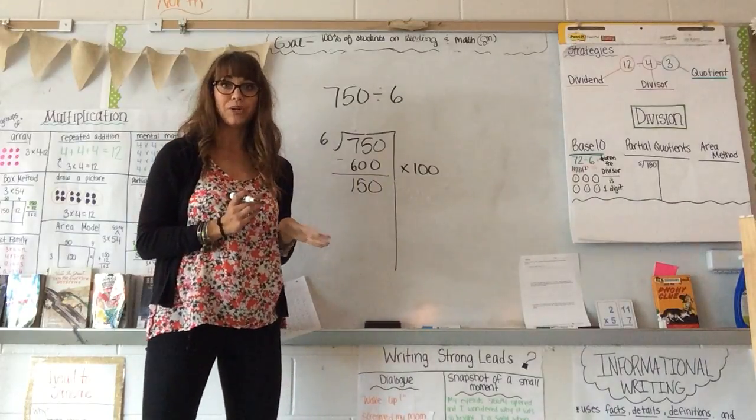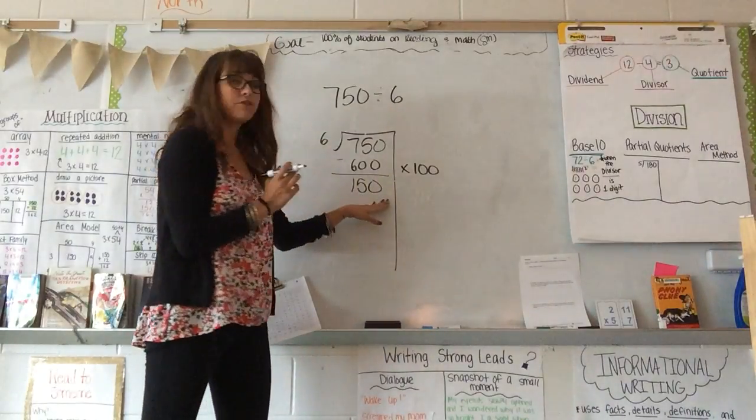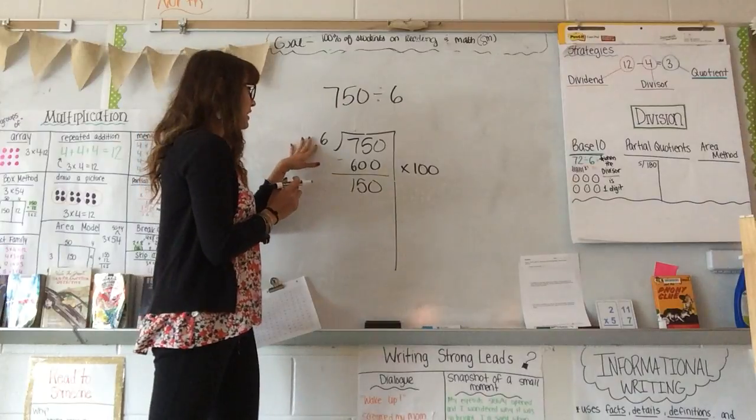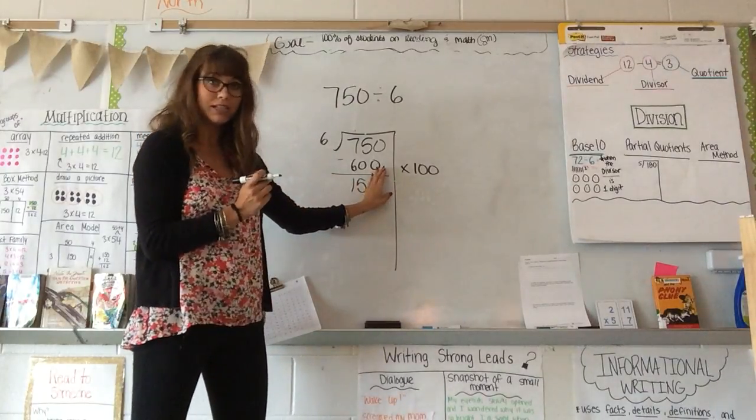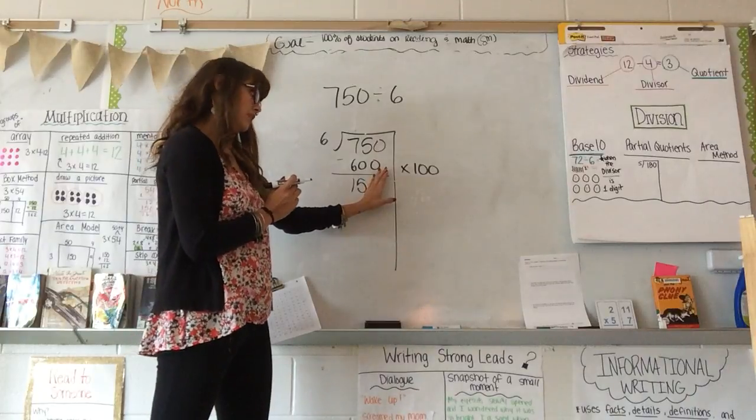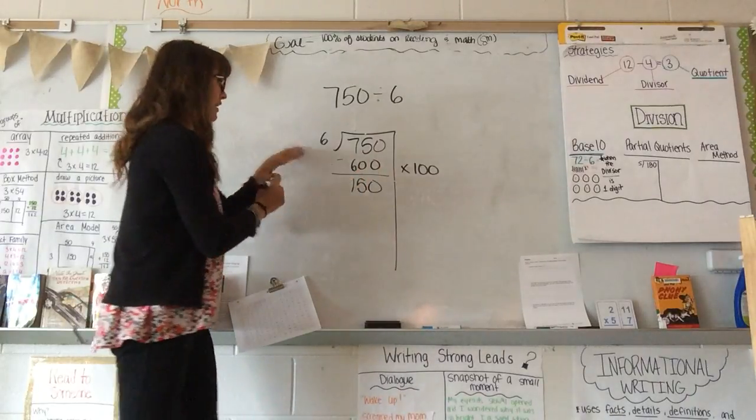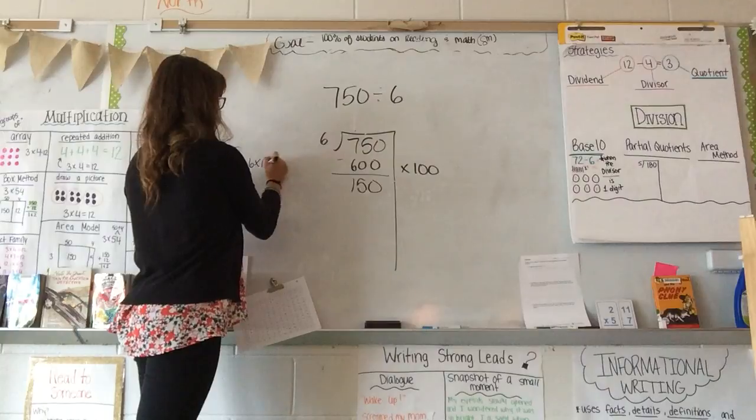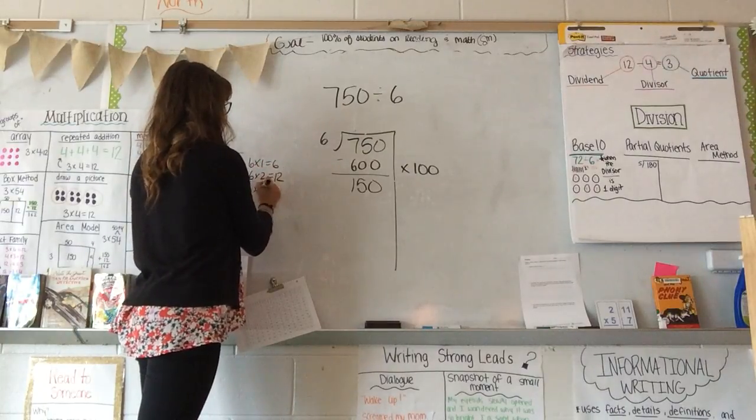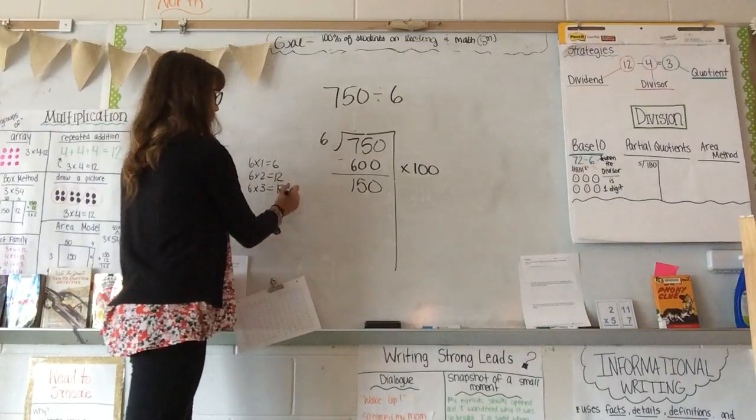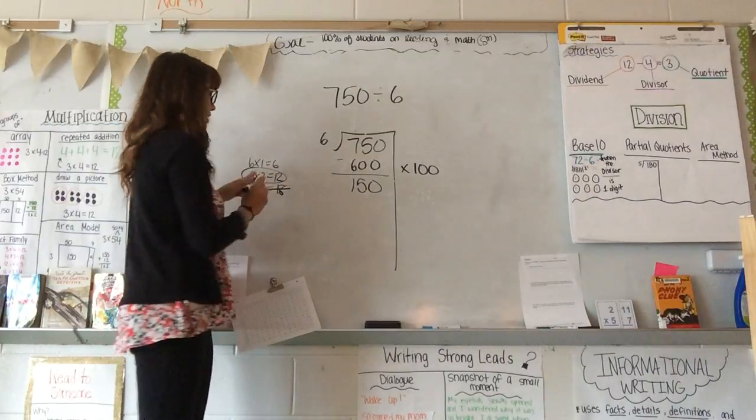So from here, I have 150 left. I know that 6 can go into 15 more than once. It can go in more than twice. No, actually, it can't go in more than twice because of our facts, if we were trying to figure out 6 times 1 equals 6, 6 times 2 equals 12, 6 times 3 equals 18. Well, that's too high, so I can't do that. I'm going to have to go with 6 times 2.